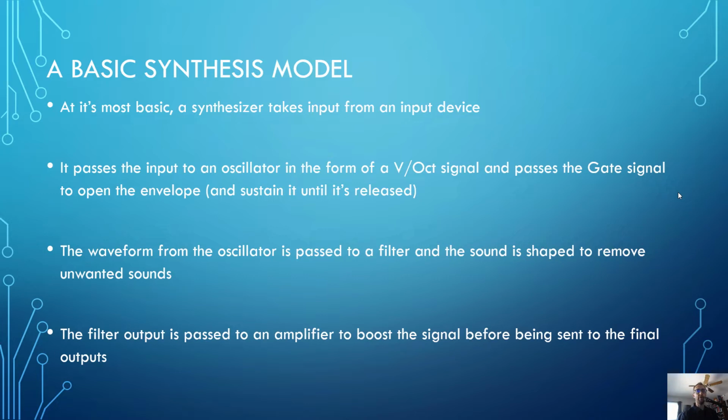The waveform from the oscillator is then passed to a filter, and the sound is shaped to remove unwanted sounds. The filter is passed to an amplifier to boost the signal before being sent to the final outputs. This is boosted by taking the gate signal from the keyboard, sending that to an envelope to open up the controls of the amplifier.